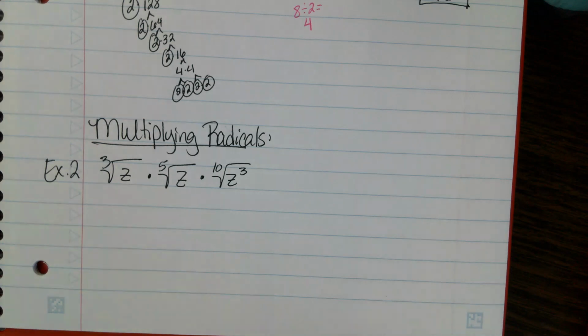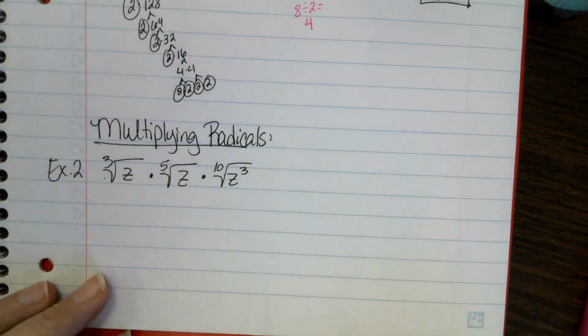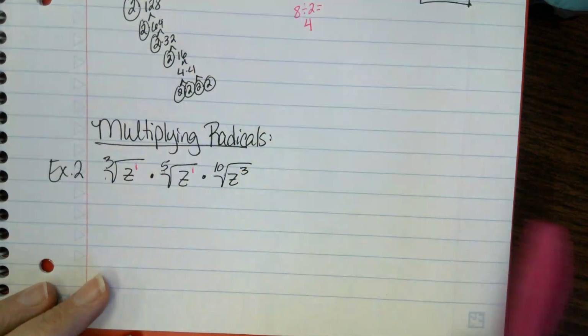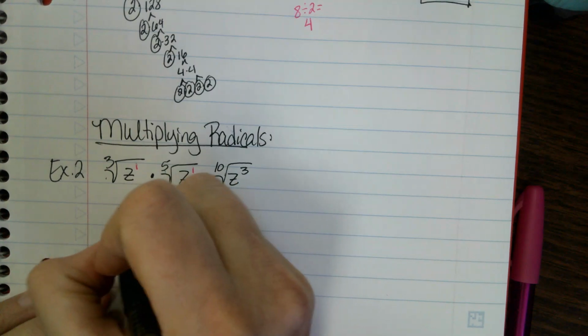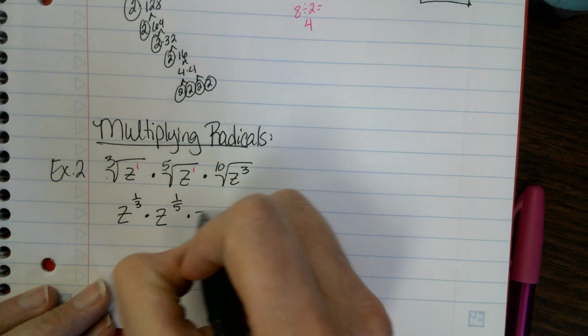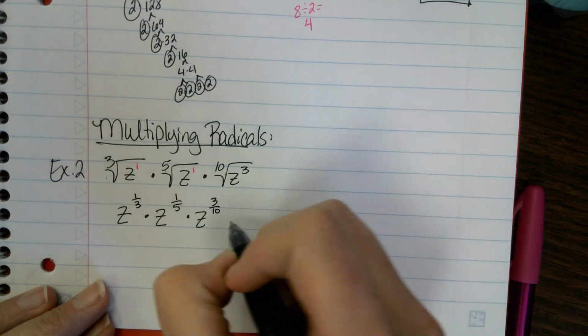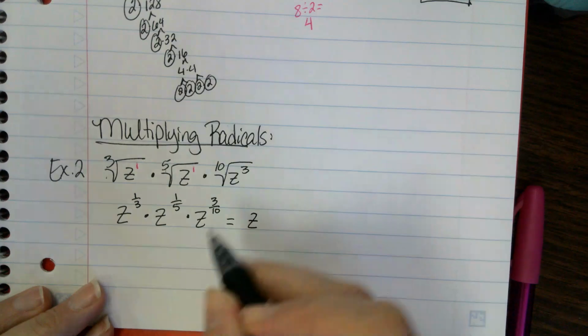You're exactly right, but what we can do is change these to exponents, because we can multiply exponents that aren't the same. I'm going to squeeze my invisible ones in there because if I don't, I won't see it. So I'd have z to the 1/3 power times z to the 1/5 power times z to the 3/10 power. Now I can multiply since my bases are the same, and I'm just going to multiply straight across.